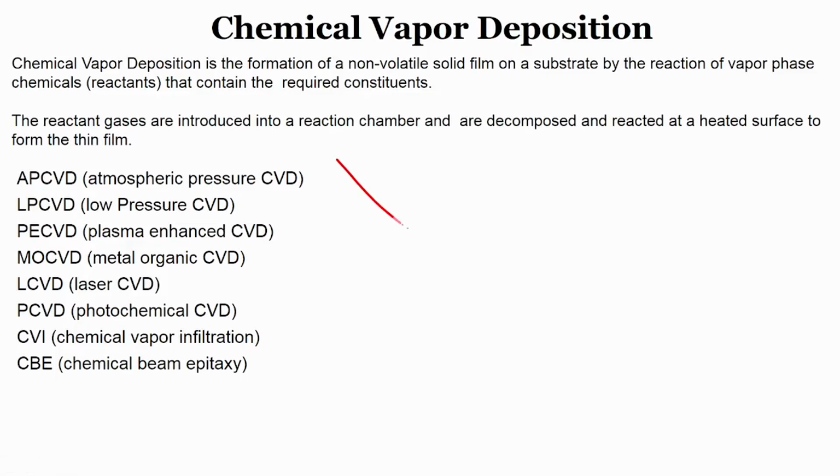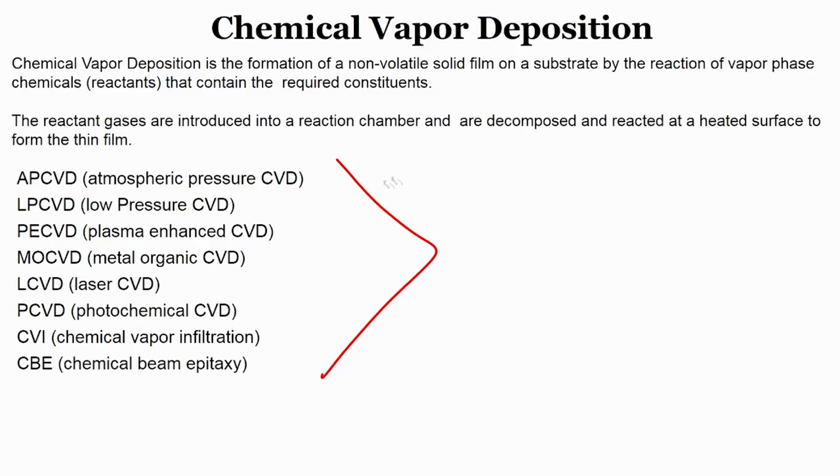See, it is mind boggling. There are so many kinds of chemical vapor deposition. You can start with atmospheric pressure CVD, low pressure CVD, plasma enhanced CVD, metal organic CVD, photochemical CVD, laser CVD, chemical beam epitaxy, chemical vapor infiltration, so many kinds of CVDs.